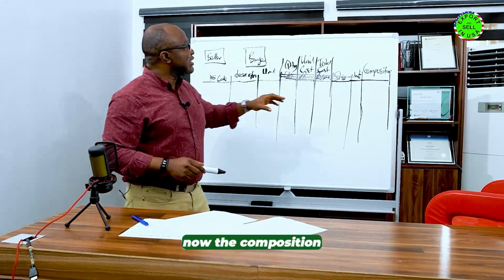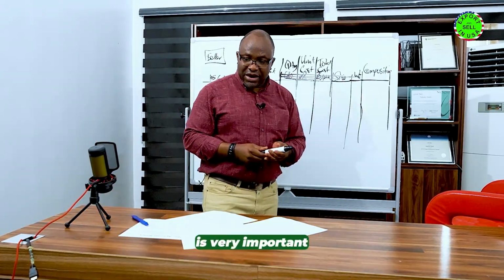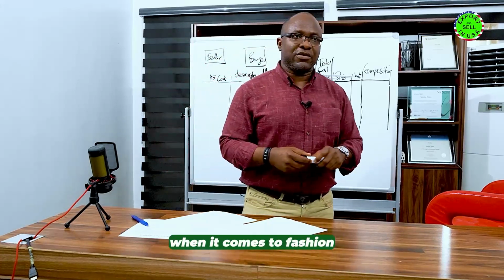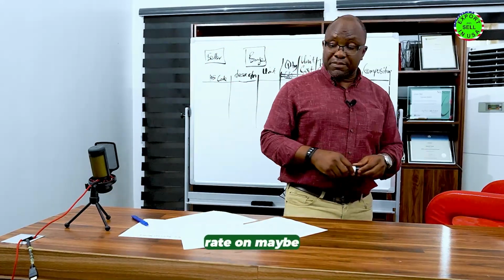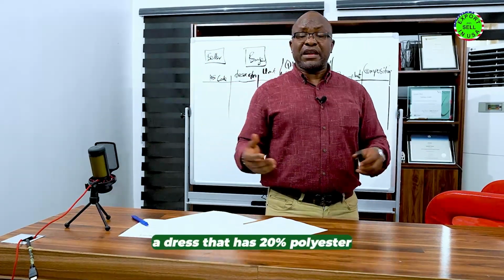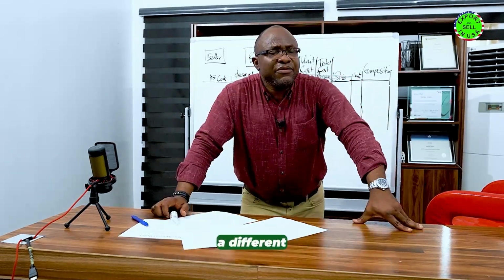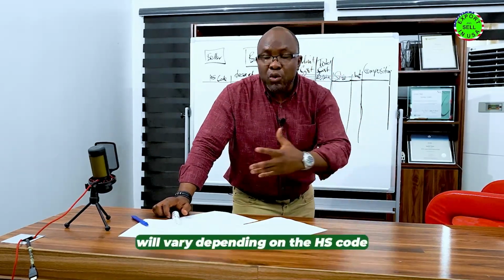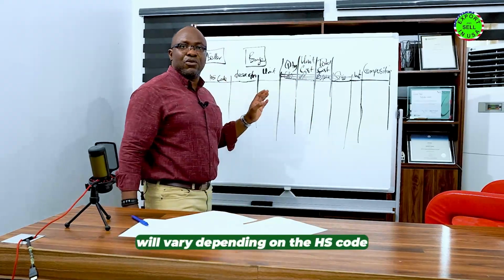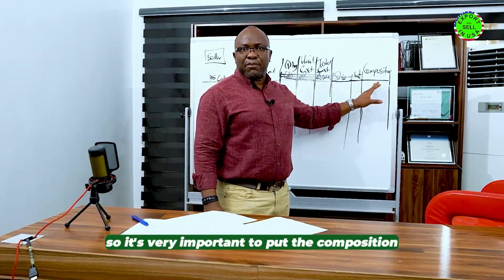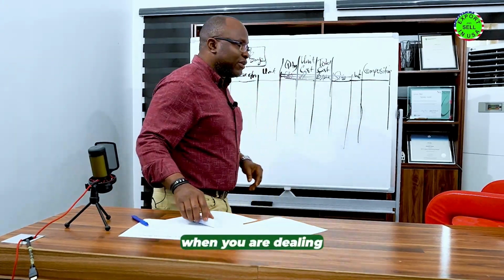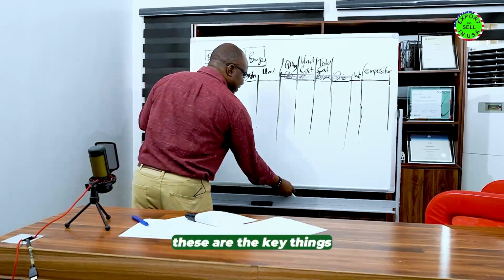Very, very important. Now, the composition, on the other hand, is very important when it comes to fashion, because the duty rate on maybe a dress that has 20% polyester and one that has a different percentage of cotton will vary depending on the HS code. So it's very important to put the composition when you are dealing with that. So again, like I said, these are the key things.